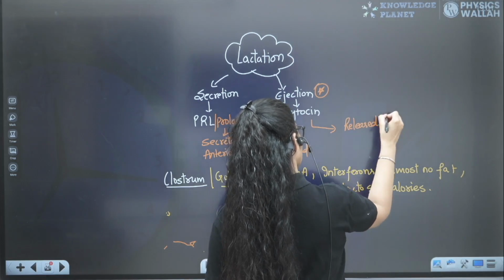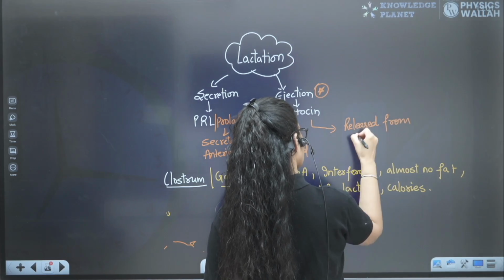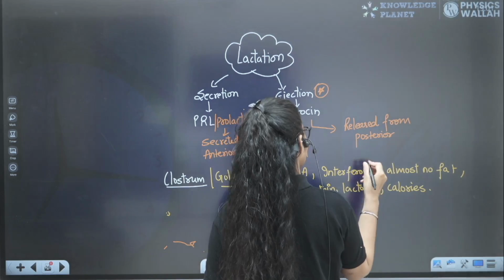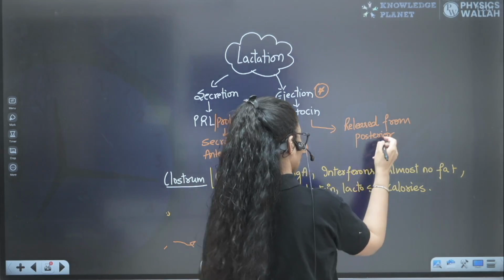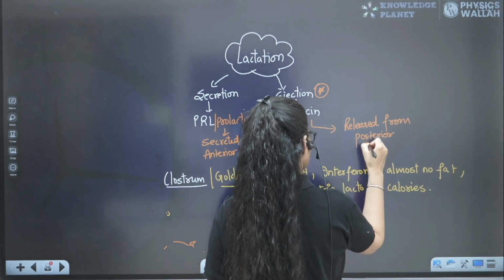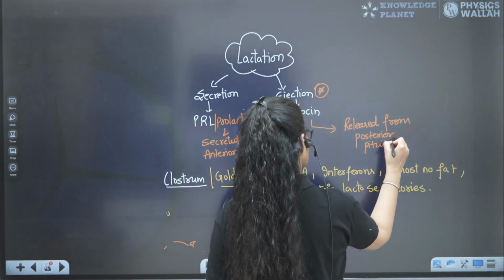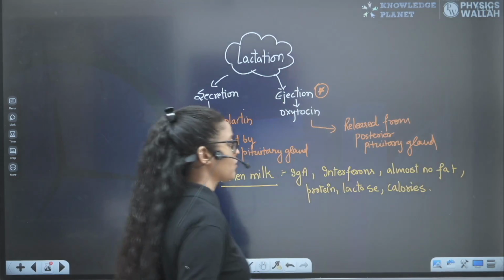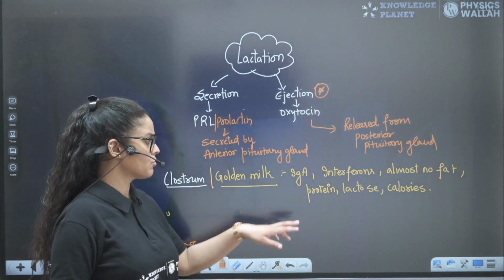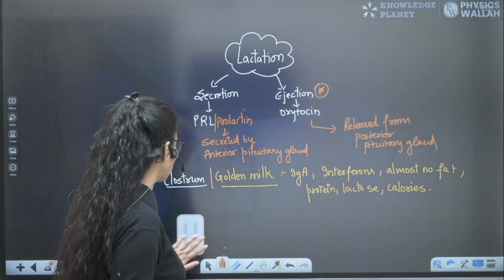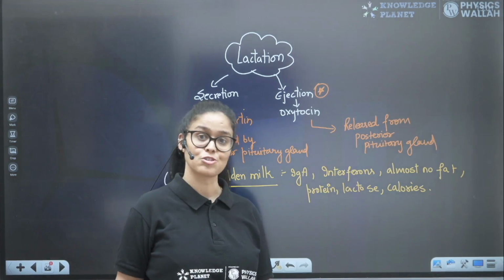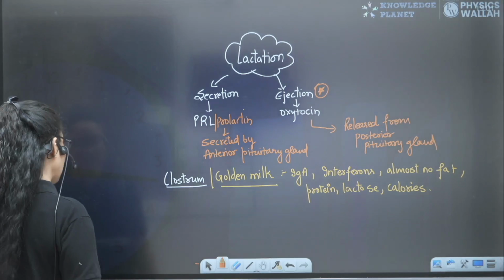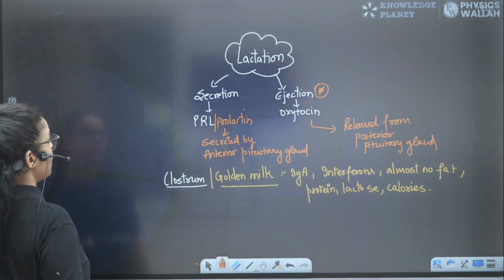So you must have done it in the 11th class, right? The first few days, the milk is known as colostrum, or what we call golden milk. And if you see the composition of it, it has IgA antibody, interferons. There is almost no fat, but they have rich protein, lactose, and calories also, right? So this is the composition of colostrum. That's why it is considered very, very nutritive for a newborn baby, right?